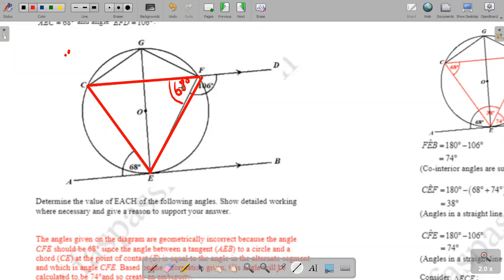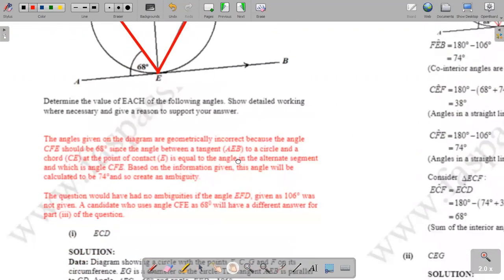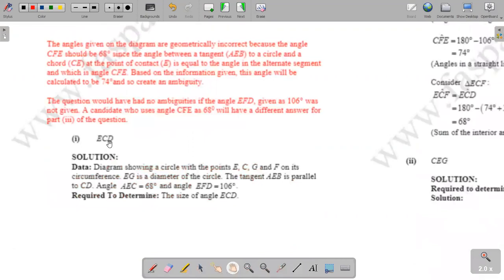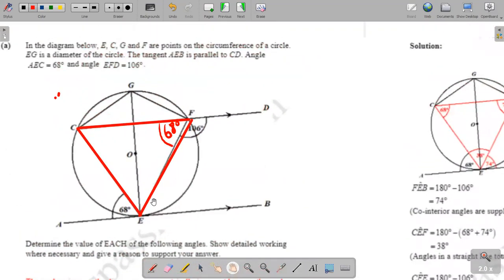Okay, so what they're saying is that, yeah, that was supposed to happen. So some people could get different answers. But let's see what we get. They say find ECD. Where is ECD? Anybody could tell me what ECD is? Do you know ECD is going to be 68? Why would it be 68? Look at the Z. Do you see the Z? So that means in here is equal to in here. Everybody see it? Alternate angles. Okay.